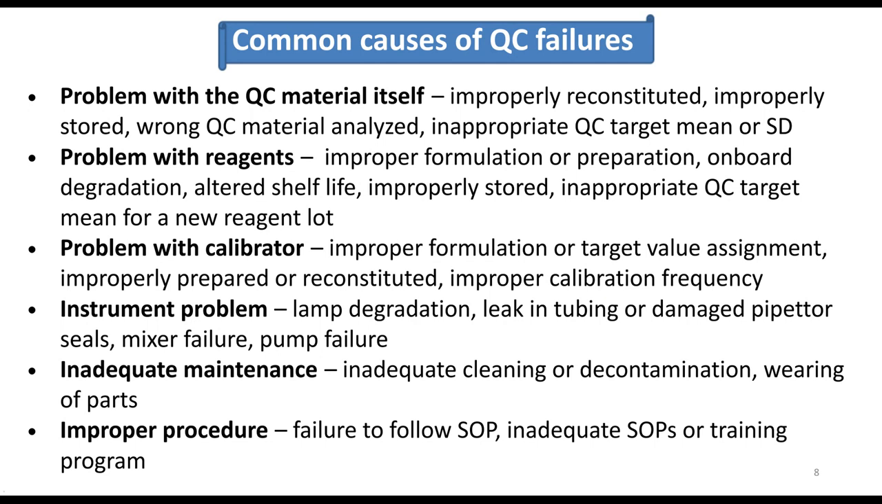So when you implement a new reagent lot, QC can shift while there is no difference in the patient sample results. If this happens, then the QC mean needs to be adjusted to reflect the performance for the new lot. So QC can easily fail if there is a matrix effect with a new lot of QC material and the mean has not been adjusted.